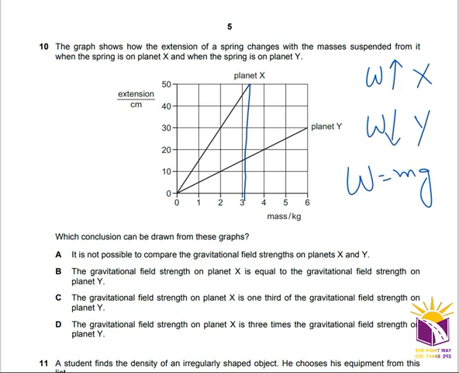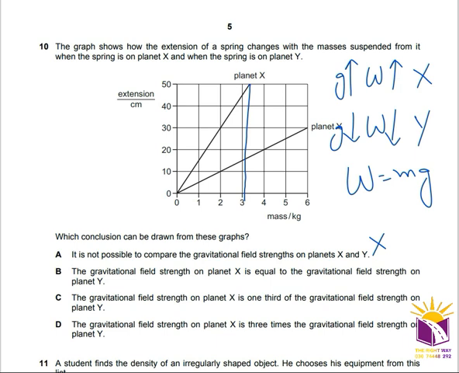So from this I know that for planet X, g will be greater, and for planet Y, g will be lesser. Its weight is less, it means that g is less. Weight is higher, means that g is higher. It is not possible to compare the gravitational field strength. I have compared them, so option A is wrong.